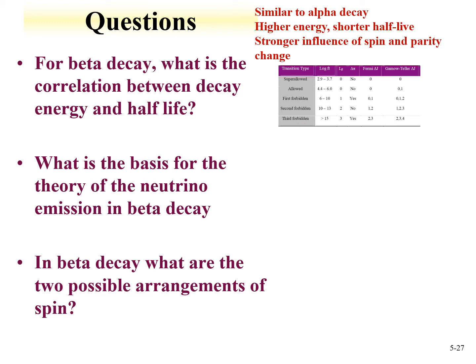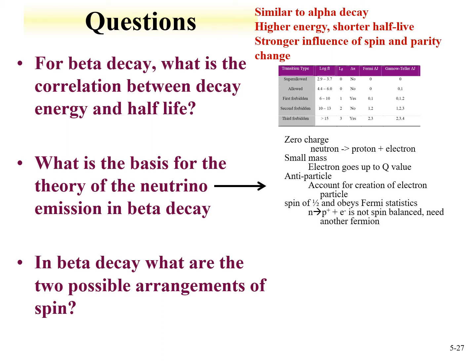What is the basis for the theory of the neutrino emission in beta decay? So this was developed by Enrico Fermi. There are 4 properties of the neutrino that account for beta decay. One is that the neutrino should have no charge. For instance, if we have a neutron going to a proton and an electron, this is charge balance. The particle that's produced, the neutrino, the little neutral particle, should have no charge.